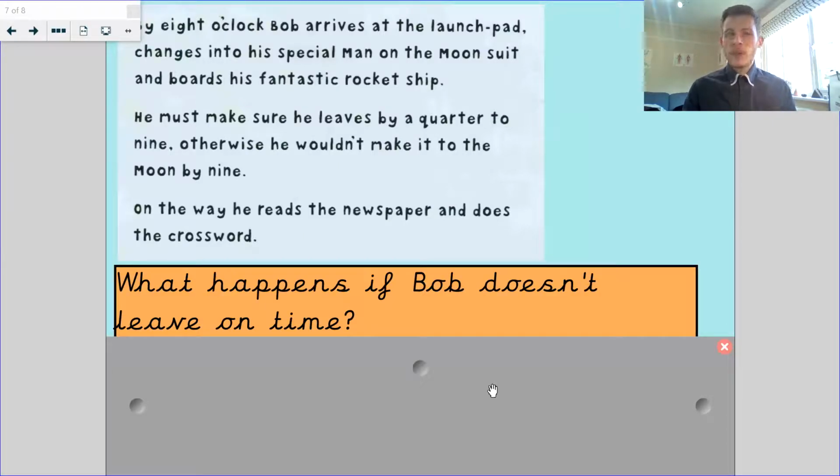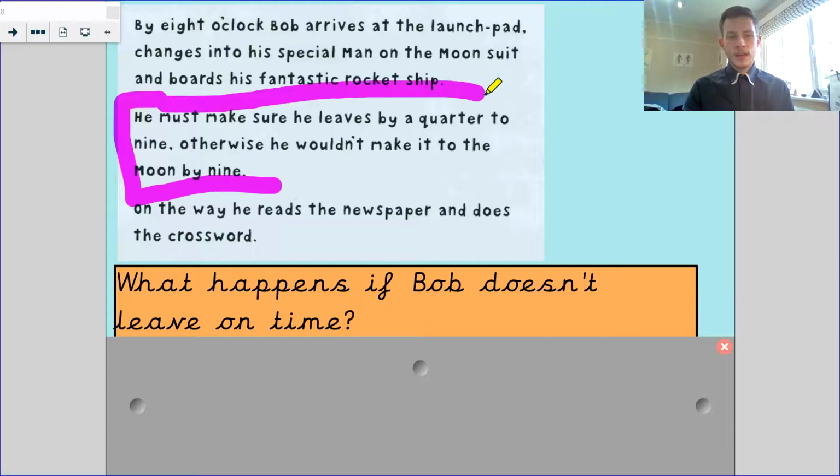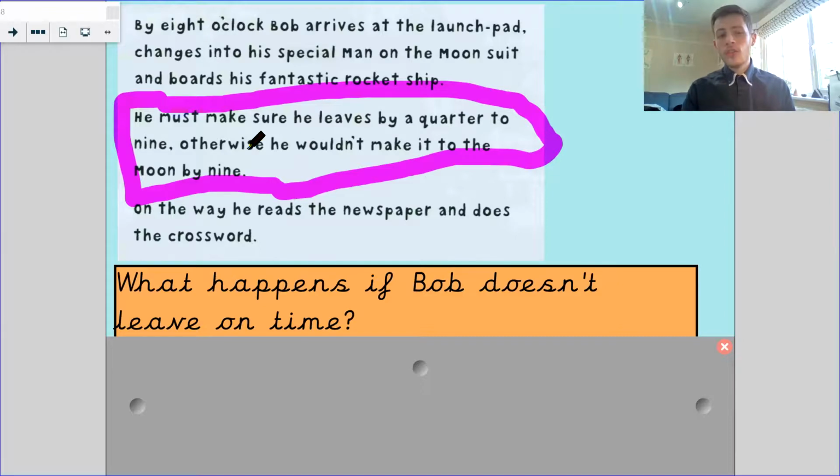Now, this is a tricky one because it doesn't actually tell you what happens, but it does give you an idea of what might happen, okay? So what happens if Bob doesn't leave on time? We're going to look for the bit about where Bob needs to make sure. This part looks like it's going to help us. So we're going to read this part here, because the first bit's all about his moon suit and getting on his rocket ship. He must make sure he leaves by 8:45, otherwise he wouldn't make it to the moon by 9.